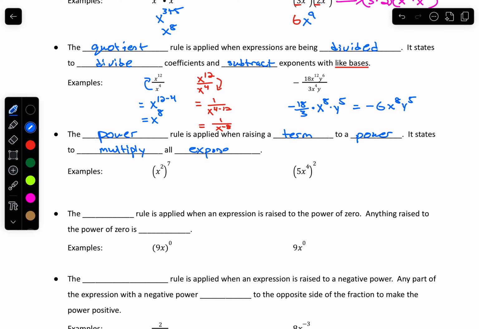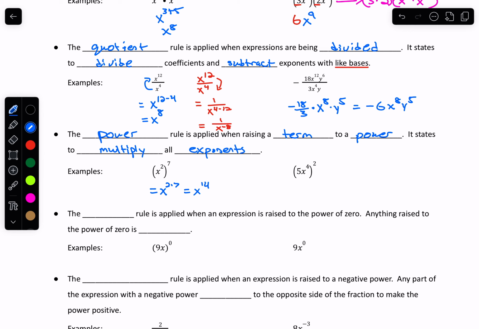Now that might sound a little weird. It's better shown in practice. For the first example, it's not really going to demonstrate it too well. The second example will demonstrate it better. So the first example, we have x squared to the power 7. This is equal to x to the 2 times 7, or x to the 14. So we multiply the exponent on the inside times the new exponent on the outside.